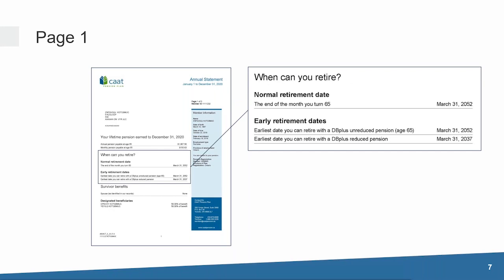The next section shows the member's actual normal retirement date and will also show the estimated date the member would be able to collect their pension as an unreduced pension and as a reduced pension from the plan. It will show the earliest date a member can retire with an unreduced pension, and this date will be the same date as the normal retirement date. It also shows the earliest date a member can retire with a reduced pension, which is the end of the month the member reaches age 50.